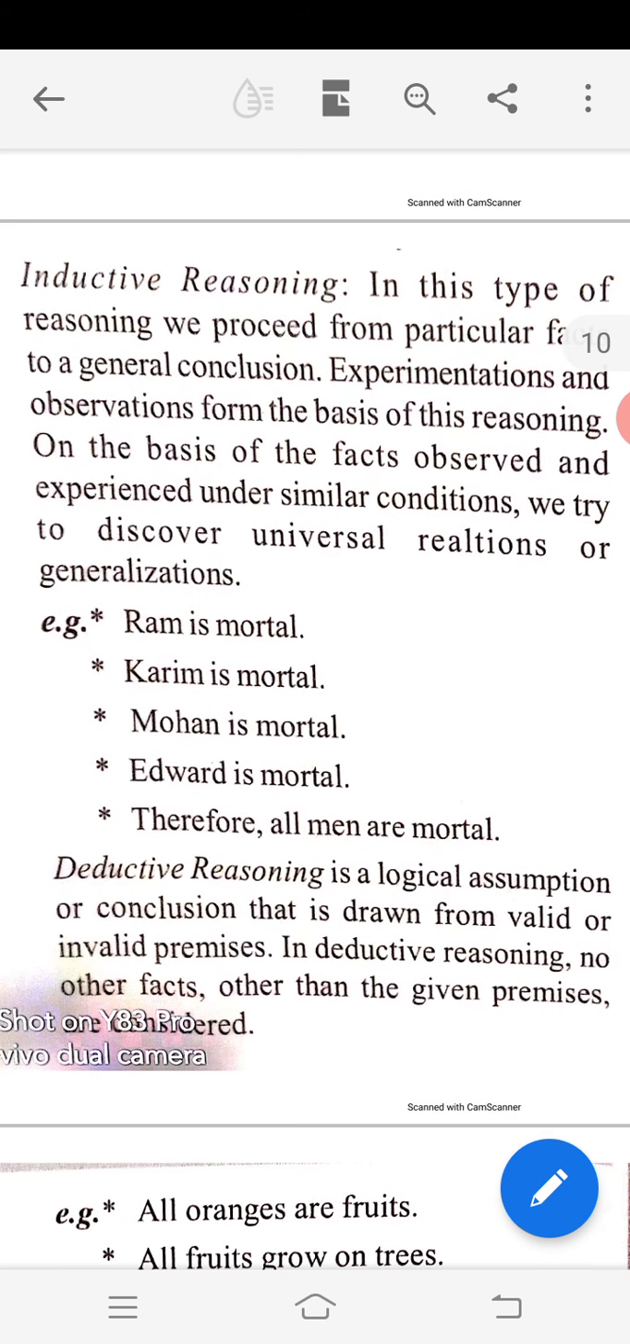Here is an example: Ram is mortal, Karim is mortal, Mohan is mortal, Edward is mortal. So for all these reasons, all men are mortal. Here each individual in the first premise or second premise becomes the universal truth, that is, mortal. So overall, we conclude from the premises that all men are mortal.